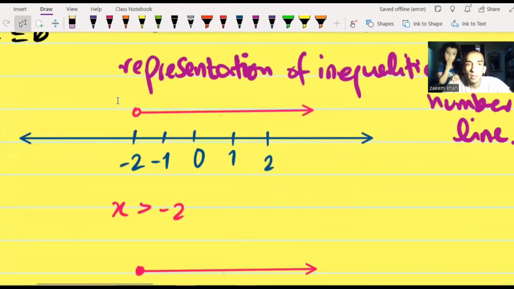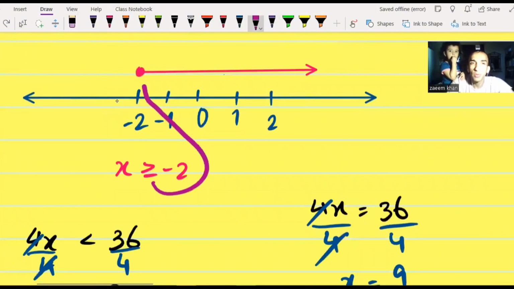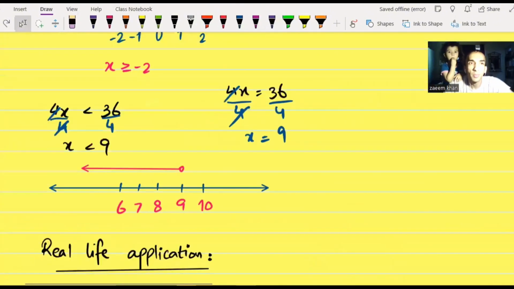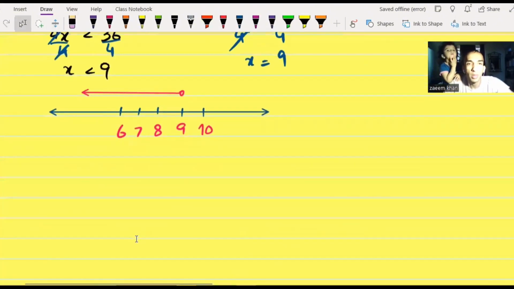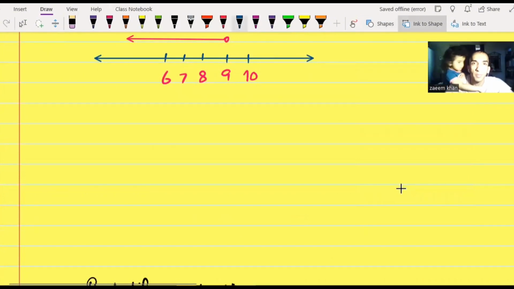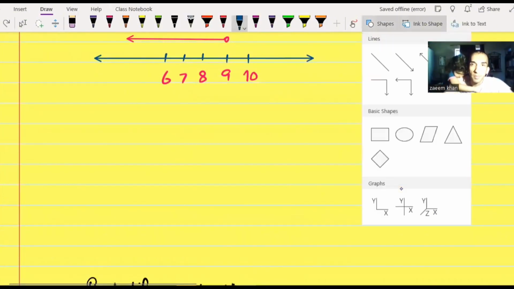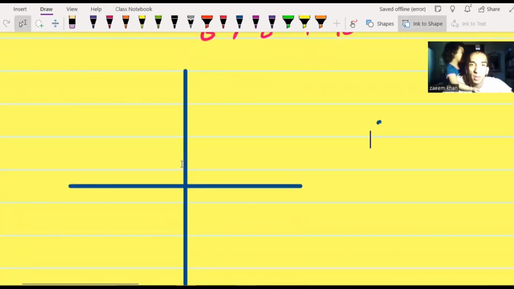Remember, if we did not have an is equal to sign, we drew a hollow dot. And if we had an is equal to sign, we drew a filled dot. Similar is the case over here. Let me set up these. We've got another set of axes, and imagine we have a box.